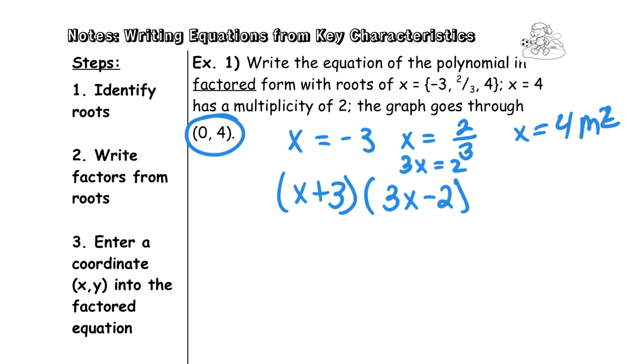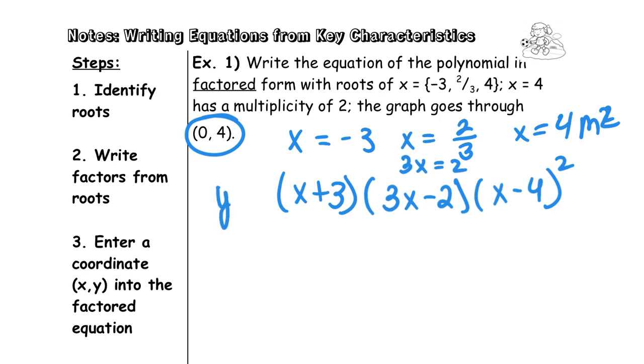So you're never going to leave it as a fraction. If you write it as a fraction, it will be wrong. When you're writing factors, there are no fractions in factors. Then we have this last one, which is going to be x minus 4 squared. Everybody okay with that?